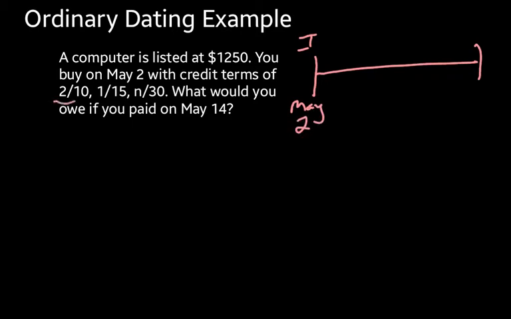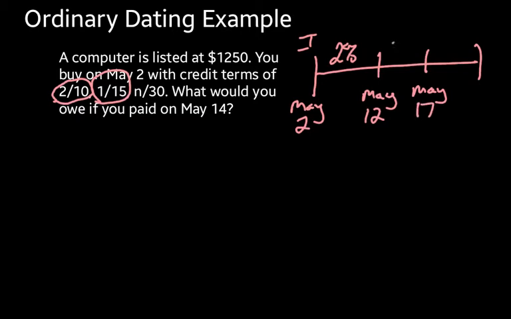According to the terms, I have 10 days to get a 2% discount. So 10 days after May 2nd would be May 12th. That represents my 2% discount window. Now I also have a window after 10 days, but through 15 days, to get a 1% discount. So May 12 plus 5 would be May 17th. I have a 1% window. And then anything after May 17th, I have to pay the net price.